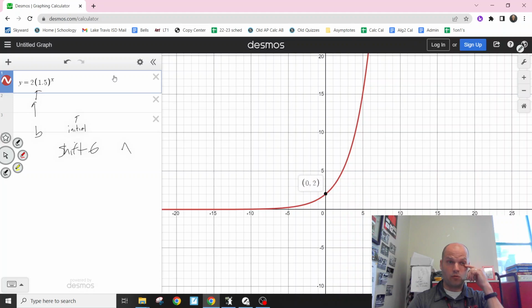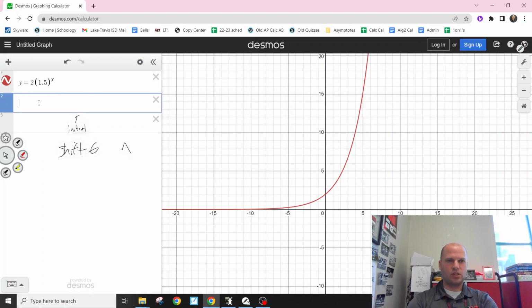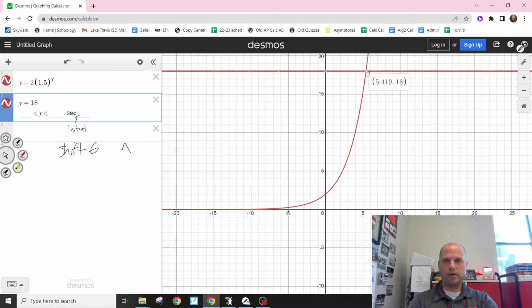Okay? What we're going to do in the future is figure out, hey, after 5 years, how much do we have? Oh, I have $15.188 or amounts or something like that. Or we can say, how long will it take if we're growing at 50% to turn my money into $18? Okay, right there, after 5.419 days or years or whatever, I'll have $18.